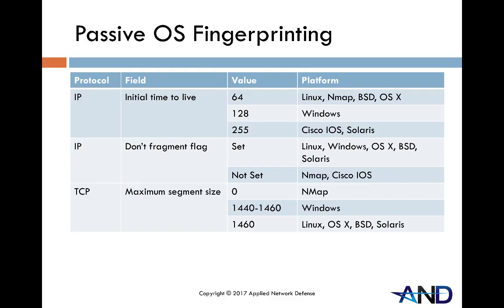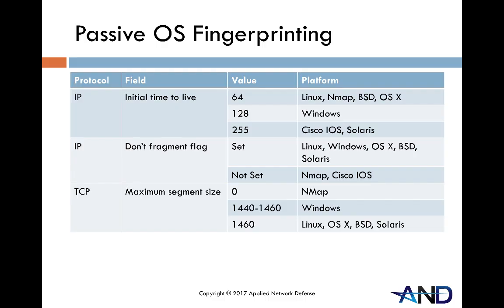Another field is the don't fragment flag and whether it is set by default or not, specifically when there are maybe no fragments in place. So Linux, Windows, OS X, BSD, and Solaris will set that value by default, whereas Nmap and Cisco will not.